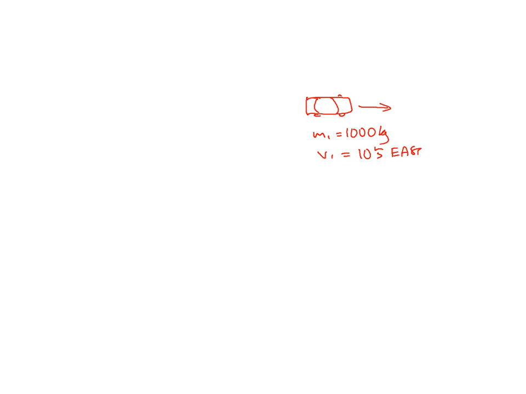If I had a second car, I'll make a truck this time, how about? So here comes a truck, and it's moving to the north. Here comes some numbers for you. Mass 2 might be 1,500 kilograms. Velocity 2 is 8 meters per second north. These two vehicles come and they crash. And then the question is, what happens to them?